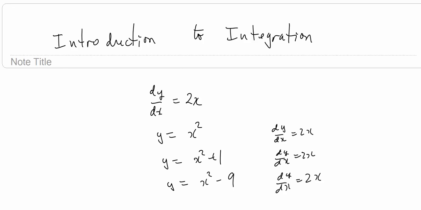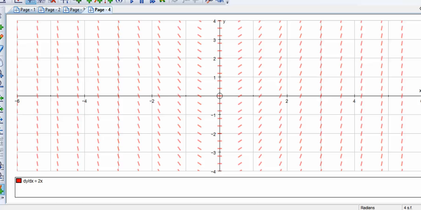So we can see an illustration of this if we look at this diagram here. Each of these small dashes represents a value of dy by dx. We can see when x is 0, dy by dx is 2x, which is 0, and so we have a horizontal gradient. If x is positive, 2x is positive, and the gradient is positive. The larger x is, the steeper is the gradient.